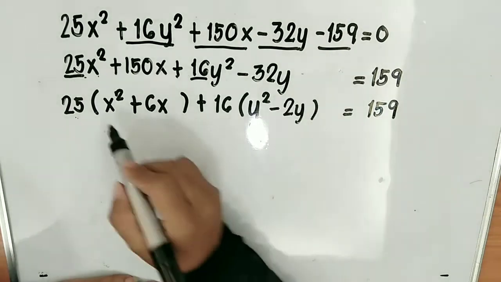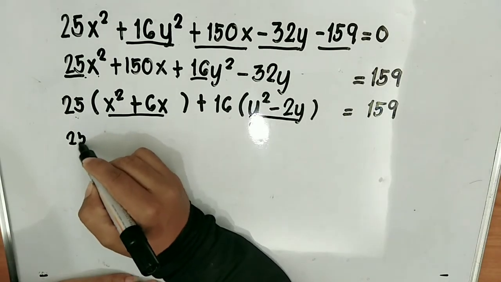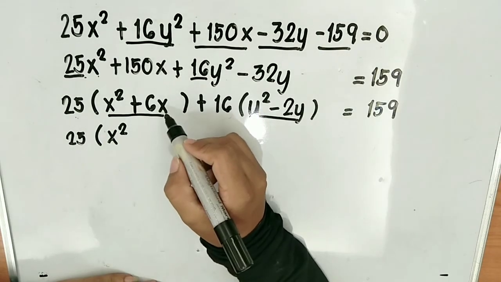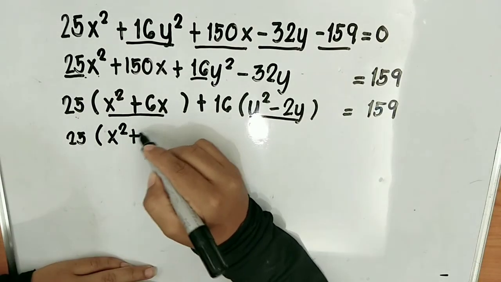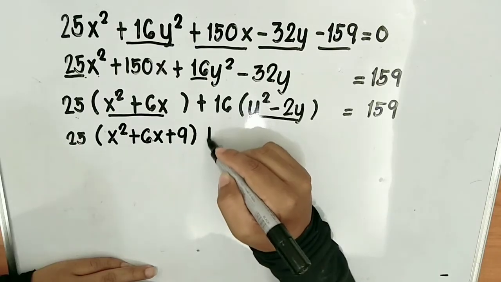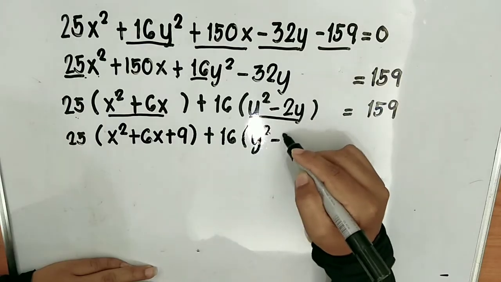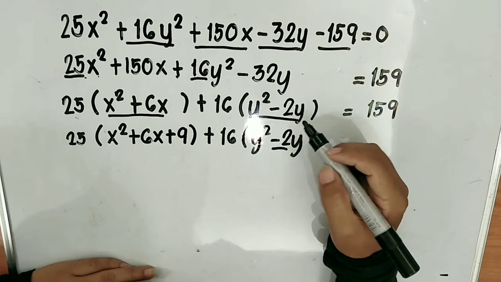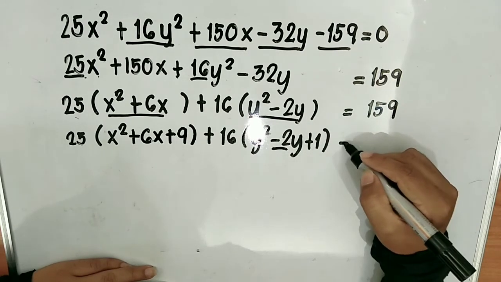Next step, we will complete the square. So 25 times x squared, half of 6x is positive 3. Then the square of positive 3 is positive 9. So the third term here is positive 9. Then plus 16 times y squared minus 2y. Half of negative 2 is negative 1, and the square of negative 1 is positive 1. So the third term here is positive 1.